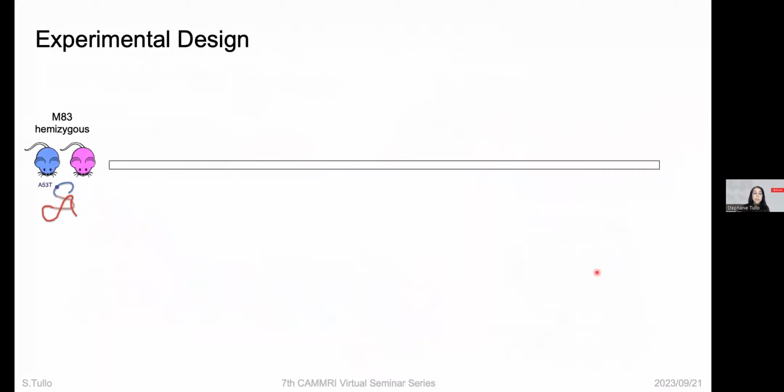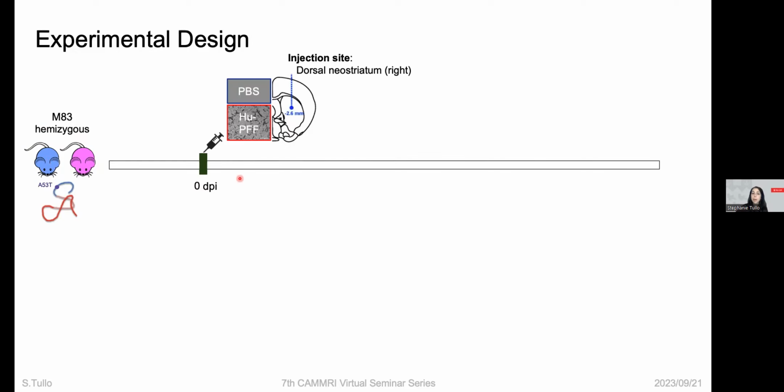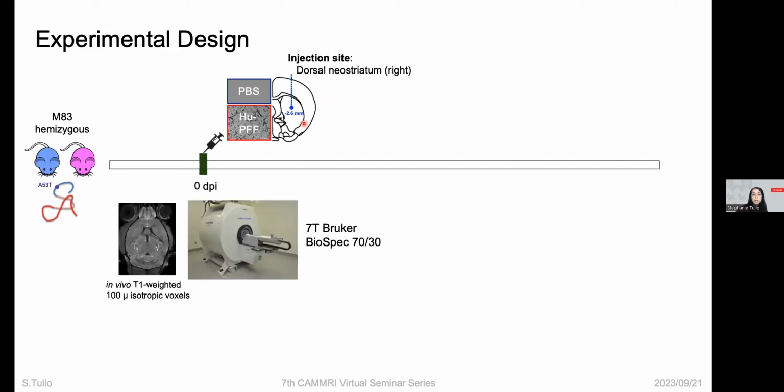The experimental design that we used is, again, using the M83 mice. They have only one copy of the transgene, so they're homozygous, and of course, we used both male and female mice. As I mentioned, we inject the mice with either saline, PBS, or the human preformed fibrils of alpha-synuclein in the right striatum. We wanted to examine the propagation over time, and so we acquired MRI at multiple time points, specifically an in vivo T1 weighted scan at 100 micron voxel resolution.